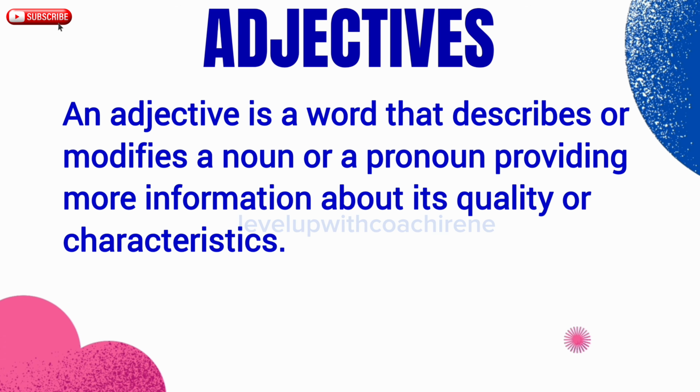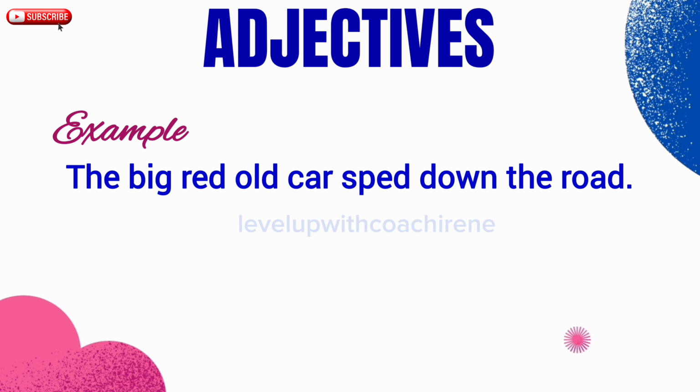Let's look at an example sentence. The big red old car sped down the road. I'd like you to take note of the word car. Can you tell me which adjective modify the noun car? Of course, big, red, old. These adjectives answer the question what kind, which one, how many, how much.